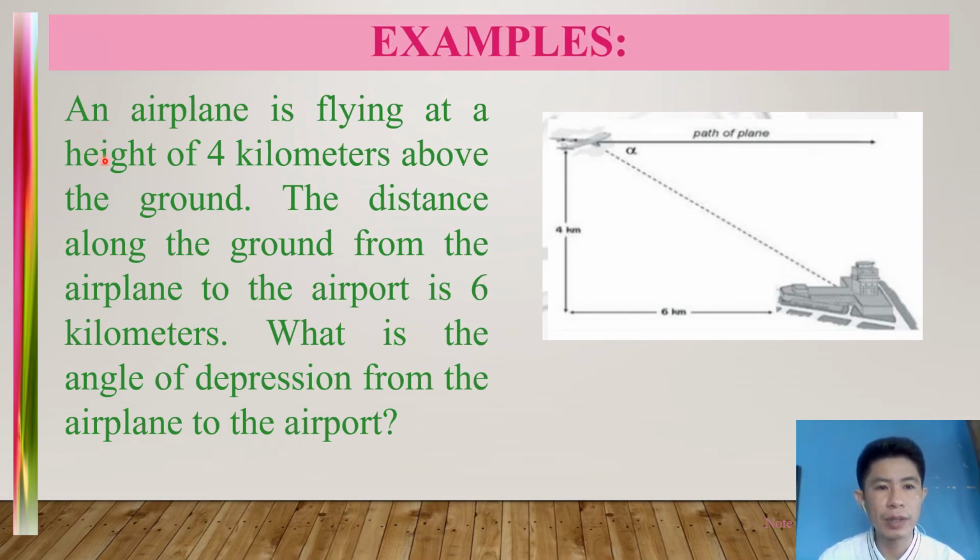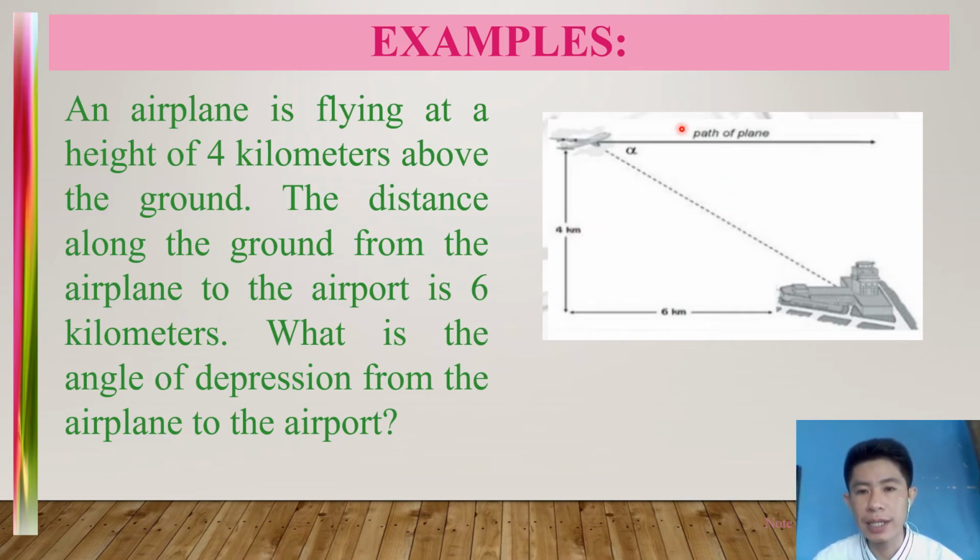Okay, for example number 2, we have an airplane flying at a height of 4 kilometers above the ground. The distance along the ground from the airplane to the airport is 6 kilometers. What is the angle of depression from the airplane to the airport?